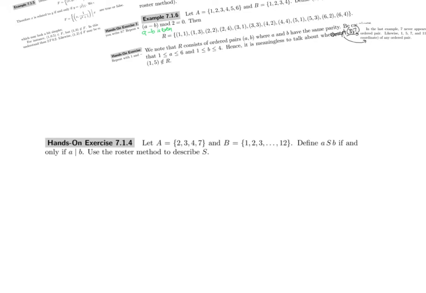You have two different sets. Notice that B is 1, 2, 3, 4, 5, 6, 7, 8, 9, 10, 11, 12. That's what the dots are indicating. And the relation is called S. A is related to B if and only if A divides B. And it says use the roster method to describe S. Your answer has to have ordered pairs in it, because remember, S is a subset of A cross B.